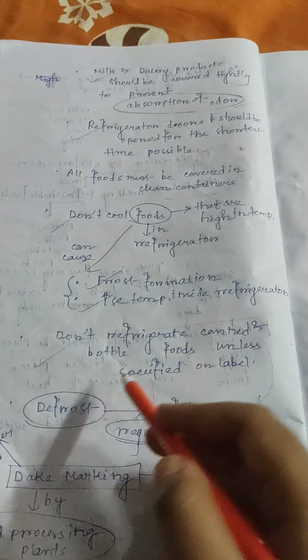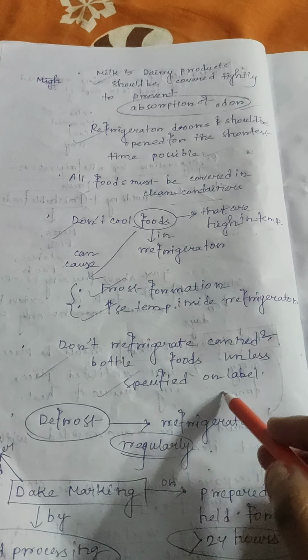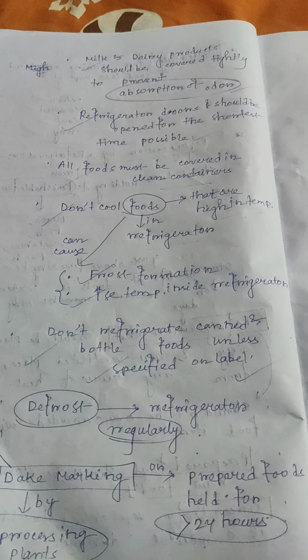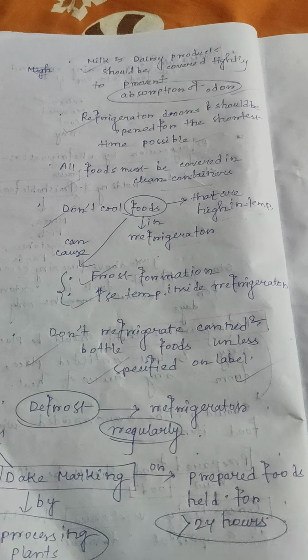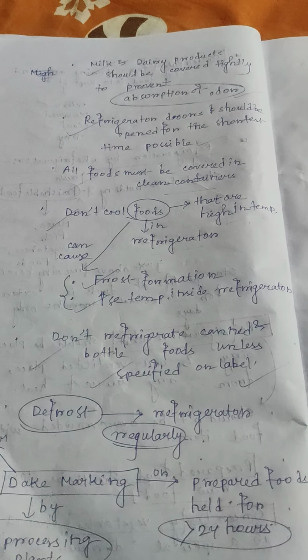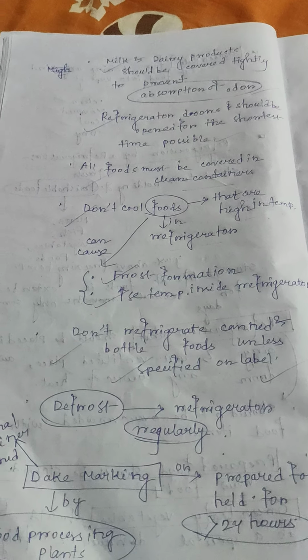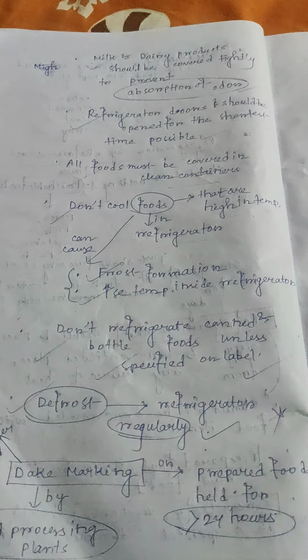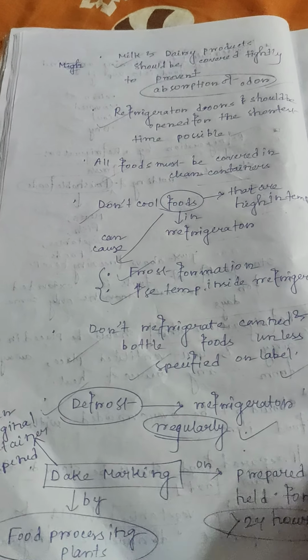Don't refrigerate canned and bottled foods unless specified on the label. So which type of foods cannot be refrigerated? Canned and bottled foods should not be refrigerated unless they are specified on the label. Defrost the refrigerator regularly. On which basis? Regularly.